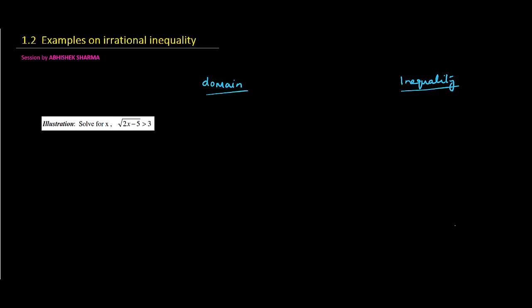Now the domain condition will be the quantity inside the root. The quantity inside the square root is now 2x minus 5. So this should be greater than equal to 0. This quantity should be greater than equal to 0. And then this gives you x is greater than equal to 5 by 2. So the domain condition of this problem is x belongs to 5 by 2 to infinity. This is the first component.